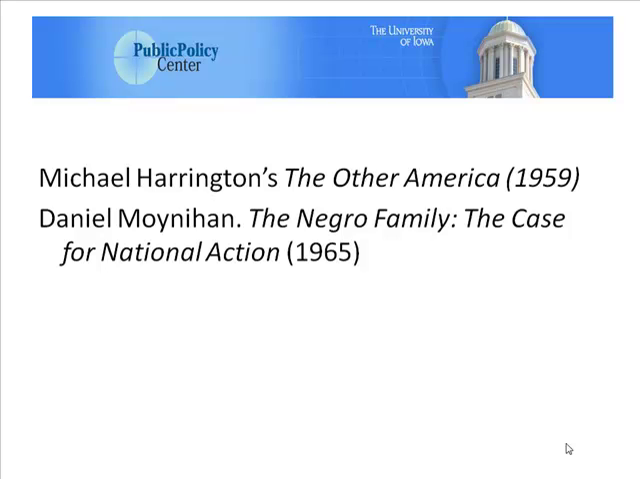Second piece would be Daniel Moynihan's The Negro Family, The Case for National Action, written in 1965, which talks rather extensively about what he sees as the long-term effects of pervasive poverty, and describes them in racial terms, which ends up being one of the defining features of the welfare state in the United States over the long term.